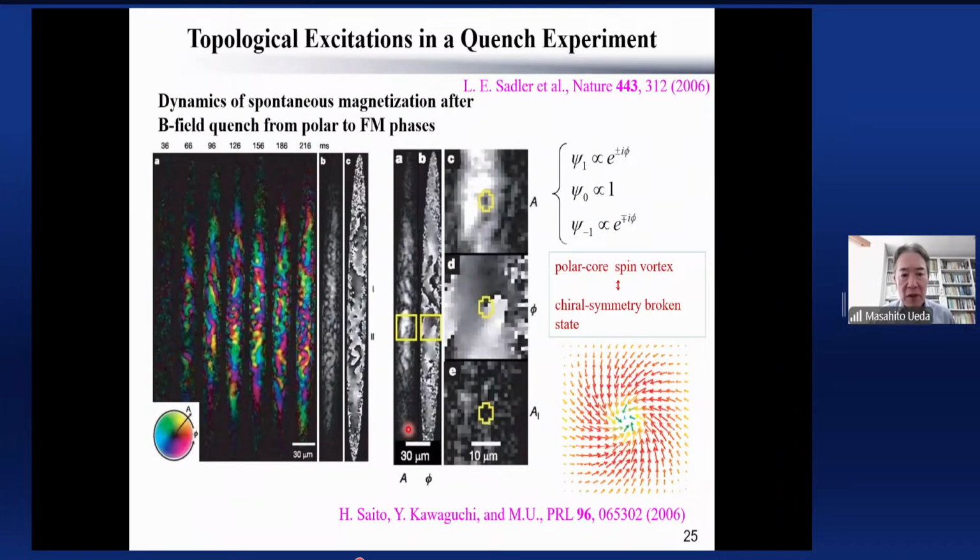In fact, the Berkeley group observed the dynamics of spontaneous magnetization of a spinor BEC after a magnetic field quench. As time goes on, transverse magnetization develops in random directions like this. And if we enlarge, for example, this part, then we see a polar vortex, a polar-core spin vortex created by the Kibble-Zurek mechanism.